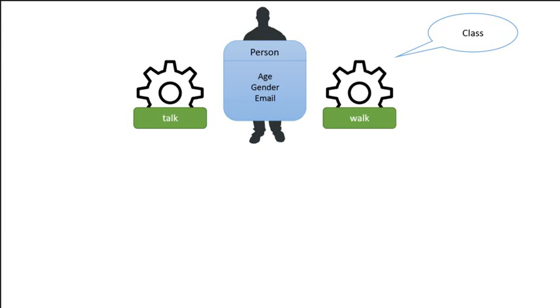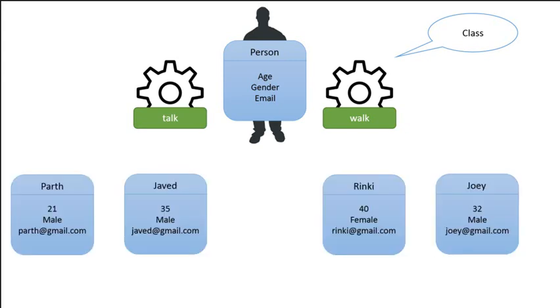Now we can use this class to make thousands of objects. They all will have unique identifiers like Parth and variable values of their own, as Parth can have its own age, gender and email value. They can also access the class methods, walk and talk.